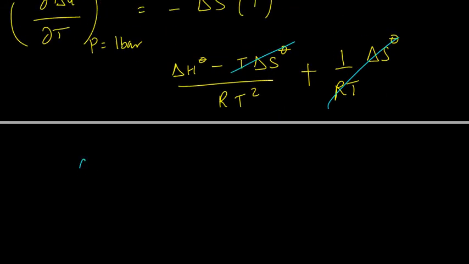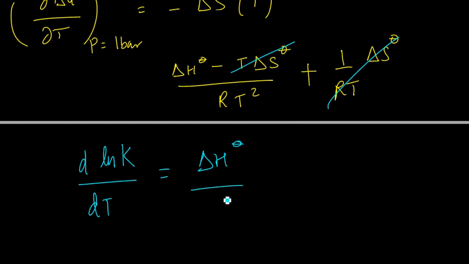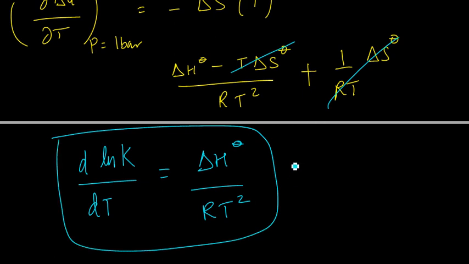And then what I have is d log K by dT is nothing but the standard enthalpy of the reaction divided by RT square. So that's what you already know. I think people already know the Van't Hoff equation.